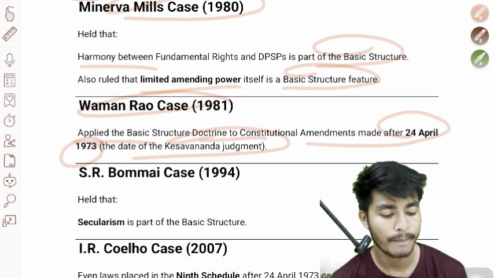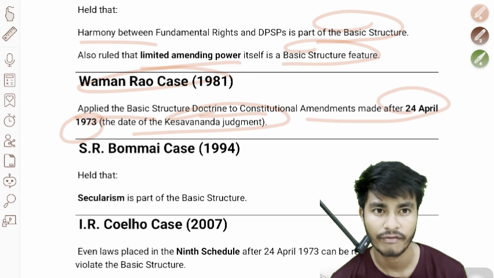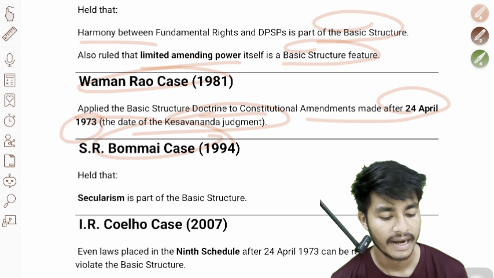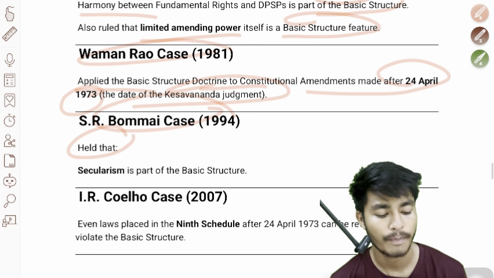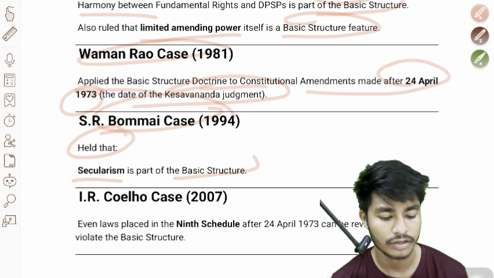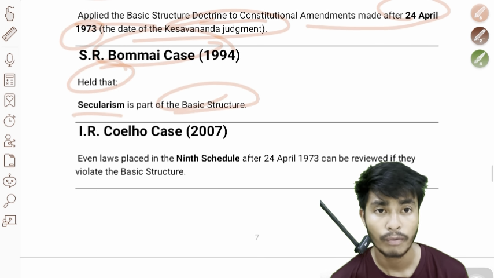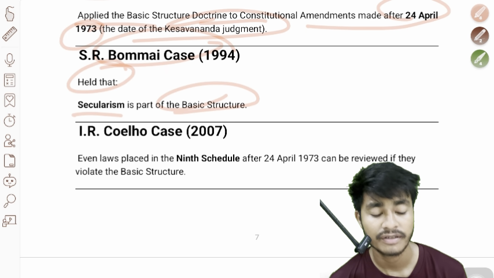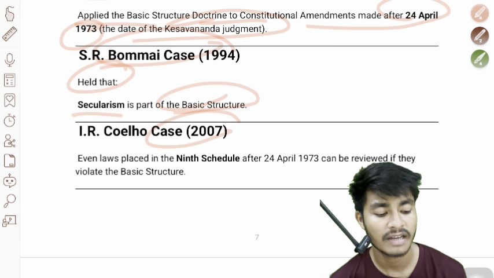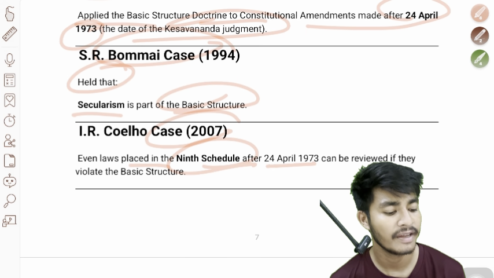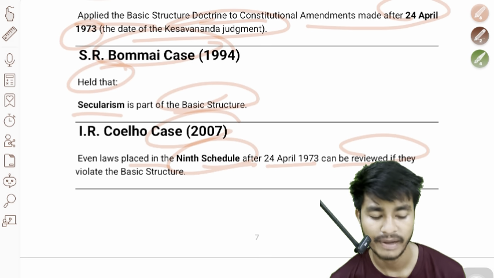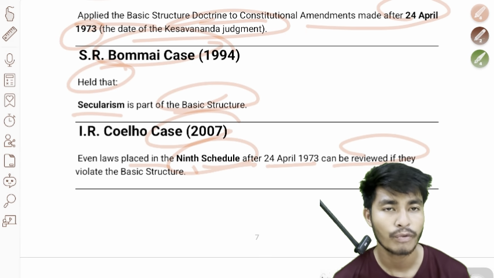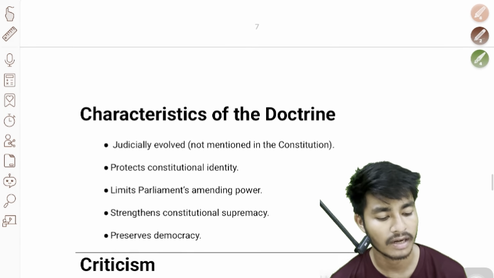And S.R. Bommai case 1994 talks about secularism being part of the basic structure. And now we'll move to the I.R. Coelho case 2007, which talks about how even laws placed in the 9th Schedule after 24th April 1973 can be reviewed if they violate the basic structure. So we'll move to the characteristics of the doctrine.